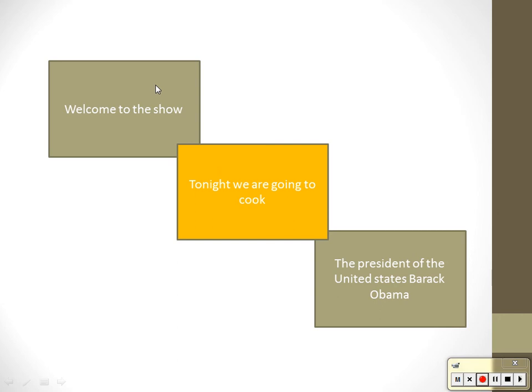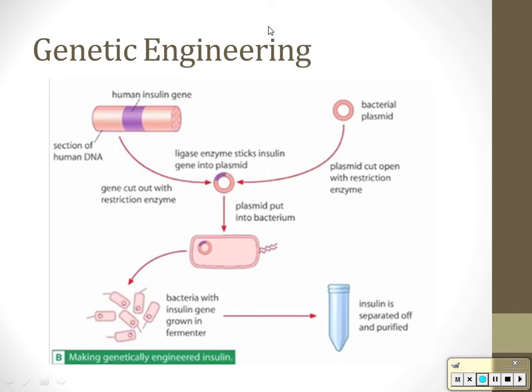What we are able to do now is shuffle and change the genes. We can add something else in between. So now, when that organism tries to express this gene, it goes, "Welcome to the show. Tonight we are going to cook the President of the United States, Barack Obama." That changes the outcome. The organisms that we like to use are called bacterial plasmids. They are circular rings of DNA, and we're able to chop and slice and add whatever we want.